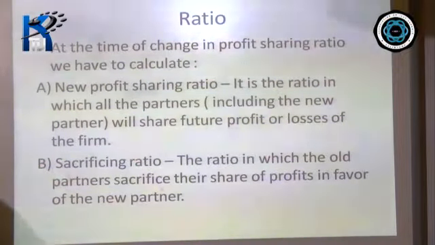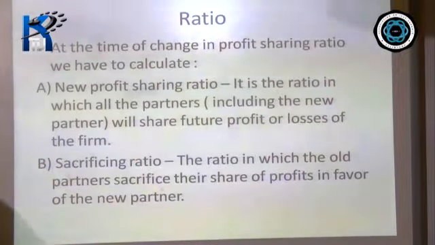And the second part is the sacrificing ratio. In whatever proportion the old partners have given out of their profits to the new partner is termed as the sacrificing ratio. Sacrificing ratio is the ratio in which the old partners sacrifice their share of profits in favor of the new partner. So these are the two concepts. Whenever we start a chapter on admission, whenever we start a question, we have to first calculate the new profit sharing ratio and then the sacrificing ratio.